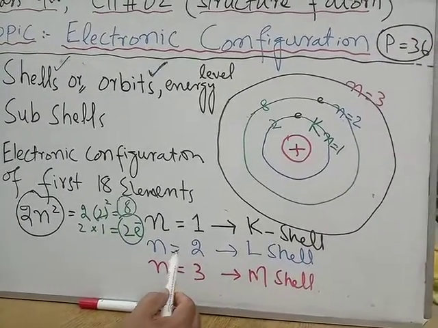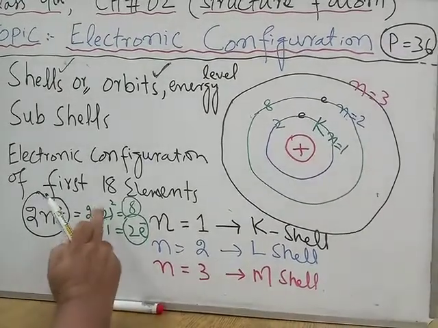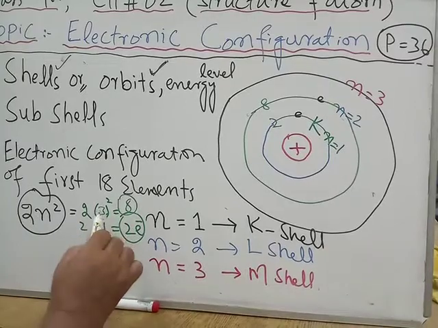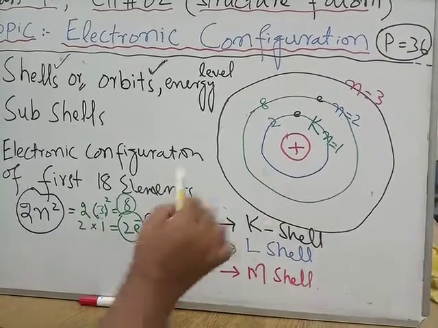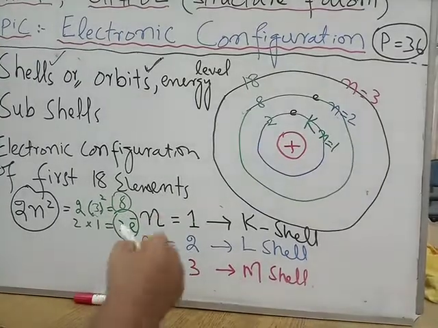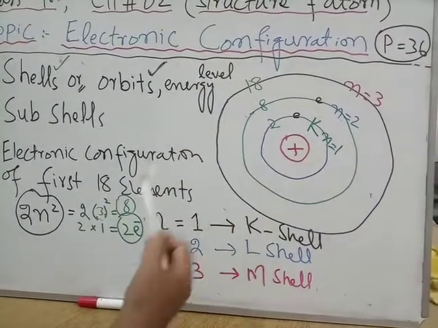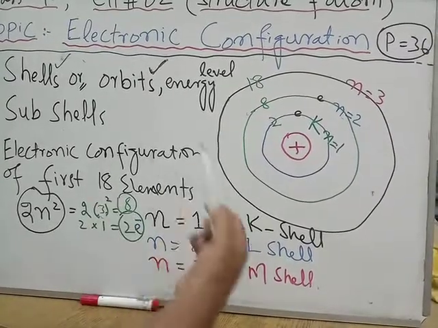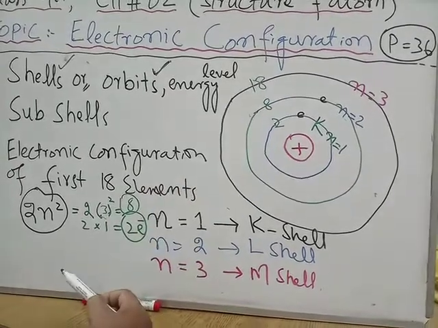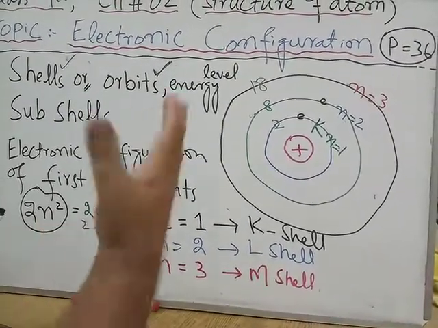Similarly, if we want to determine how many electrons can be accommodated by the third shell, put 3 instead of n, and 3 squared gives us 9. 9 multiplied by 2 gives us 18. So the third shell can accommodate 18 electrons. Similarly, the fourth shell can accommodate 32 electrons. The fifth shell can accommodate 50 electrons. And similarly, the sixth shell can accommodate 72 electrons, and so on.